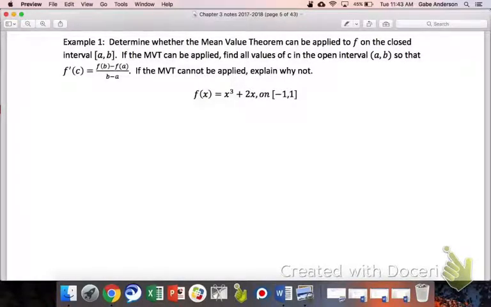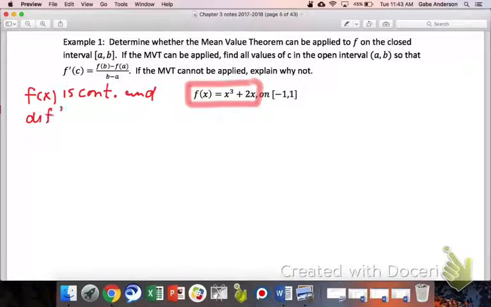Okay, so that's right. Here's the function right here. How would you describe that function? Cubic, yeah, it's a cubic or a polynomial. And polynomials we know from before are always continuous and always differentiable. So we want to make a note of that. We want to say something like f of x is continuous and differentiable on the interval from -1 to 1.